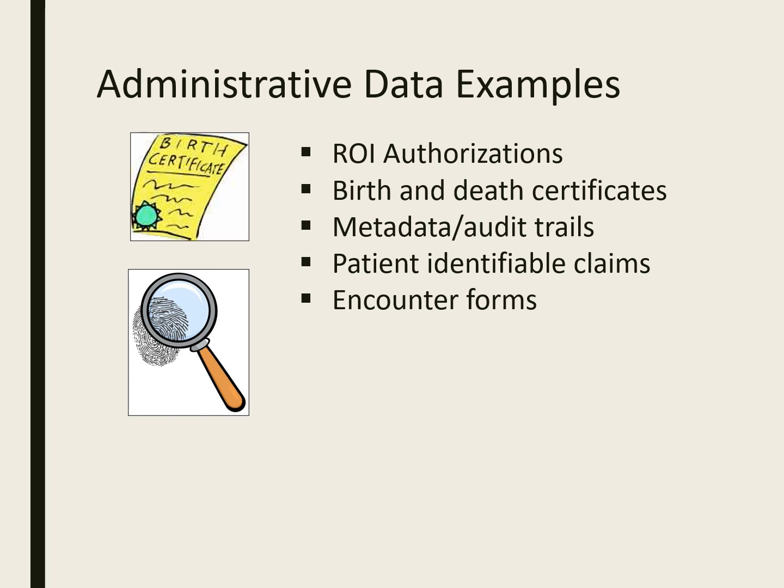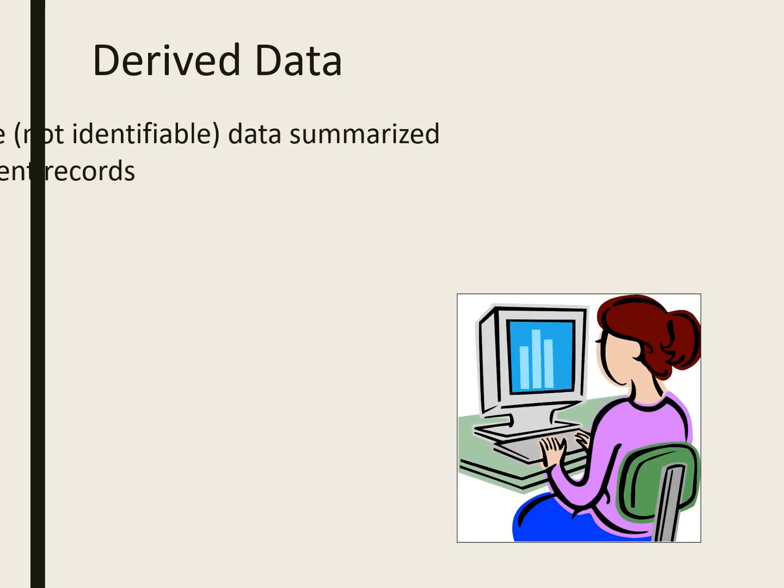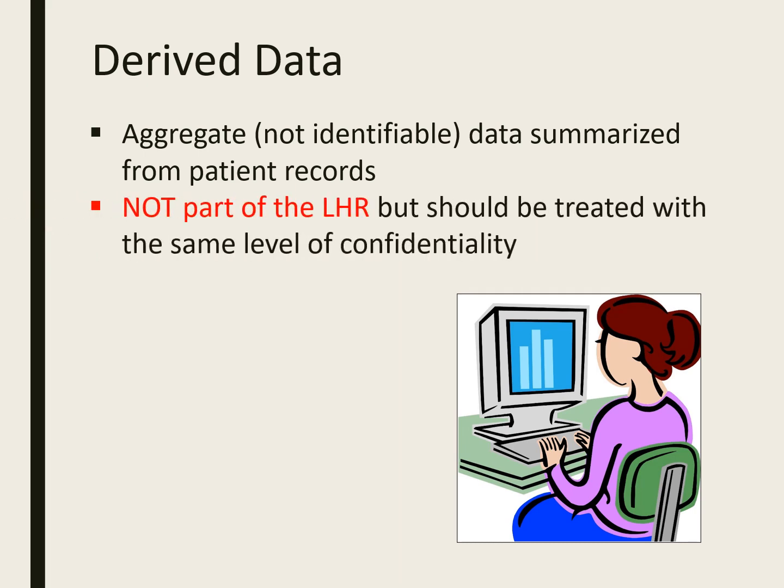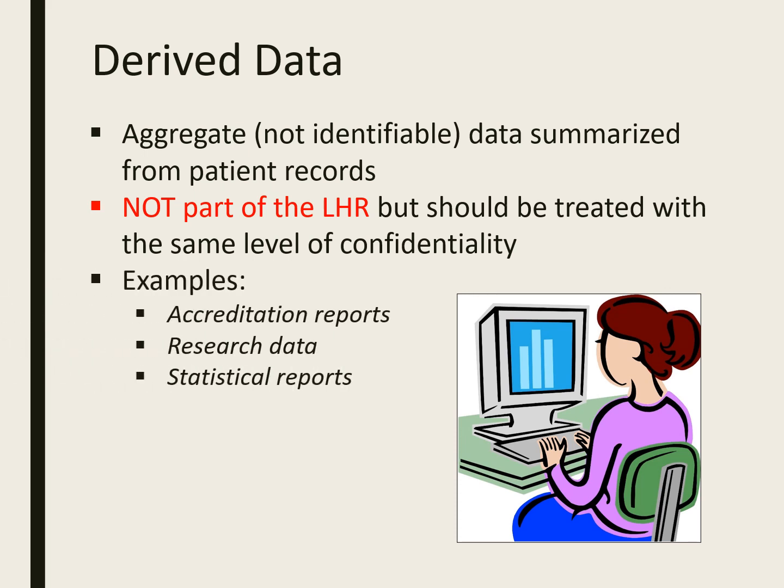Derived data is aggregate data summarized from patient records. It is not identifiable. It is not part of the legal health record, but should be treated with the same level of confidentiality. Some examples include accreditation reports, research data, and statistical reports.